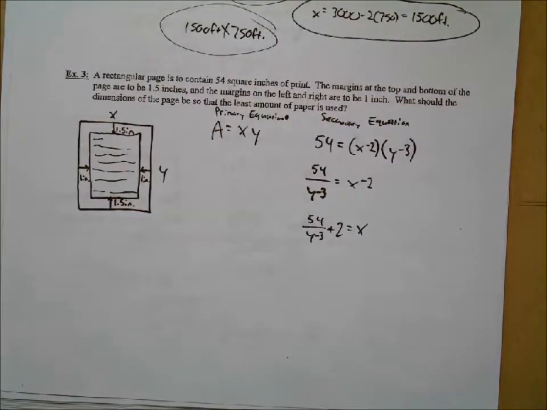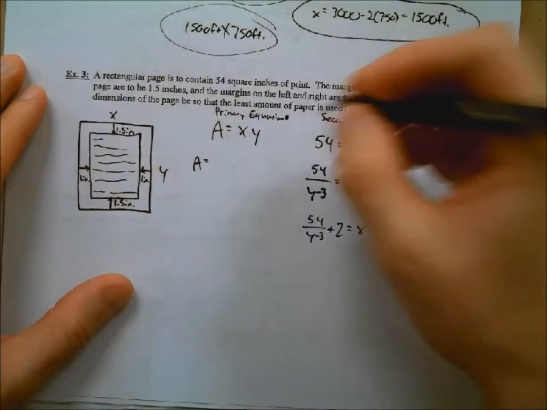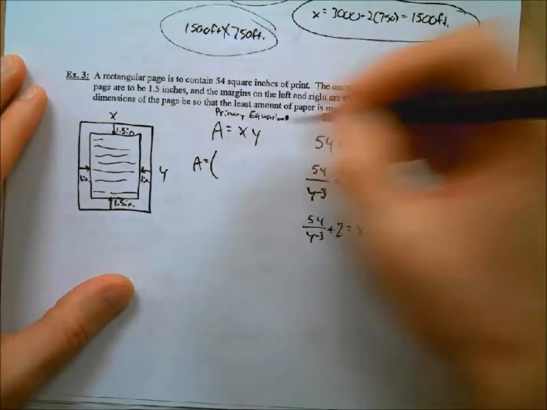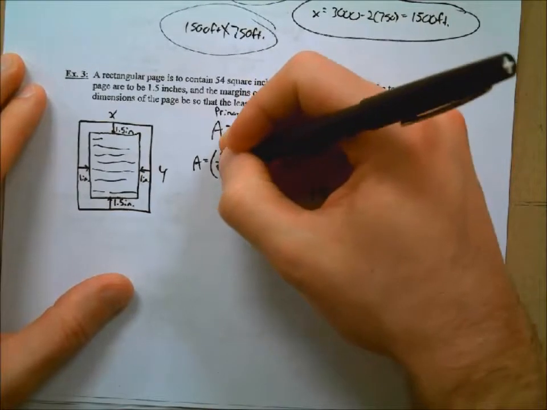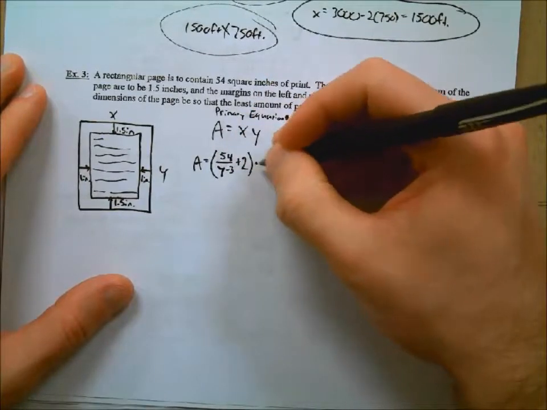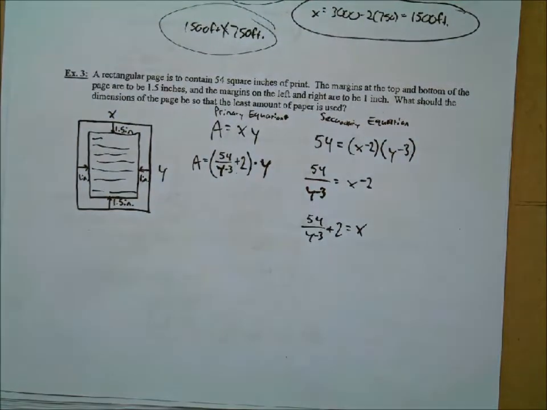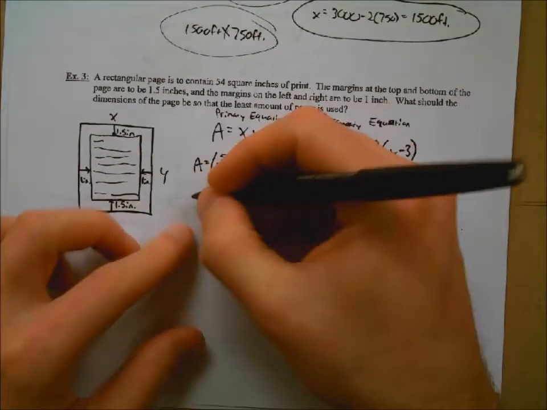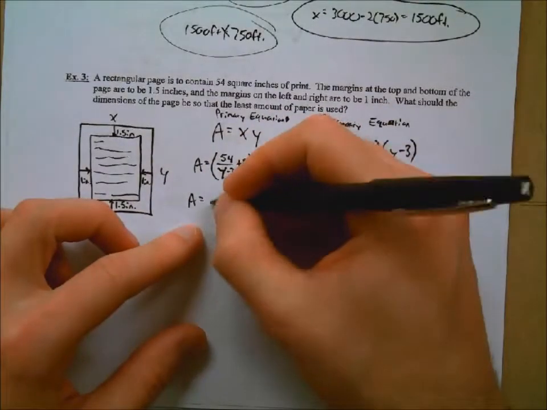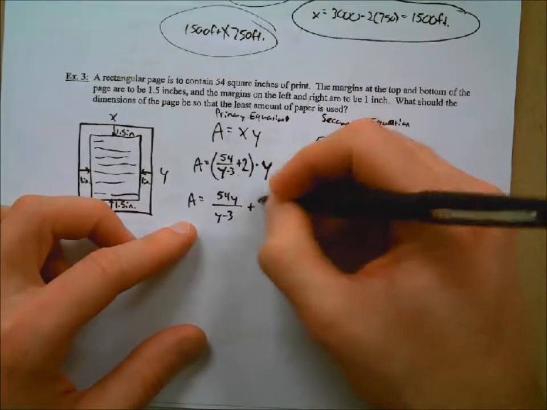And now that we have that, we're going to plug into our primary to get that in terms of a single variable. So it will be 54 over y minus 3, plus 2, times y. Let's not just leave it that way. Let's go ahead and distribute the y before we take the derivative here. So we end up with 54y over y minus 3, plus 2y.